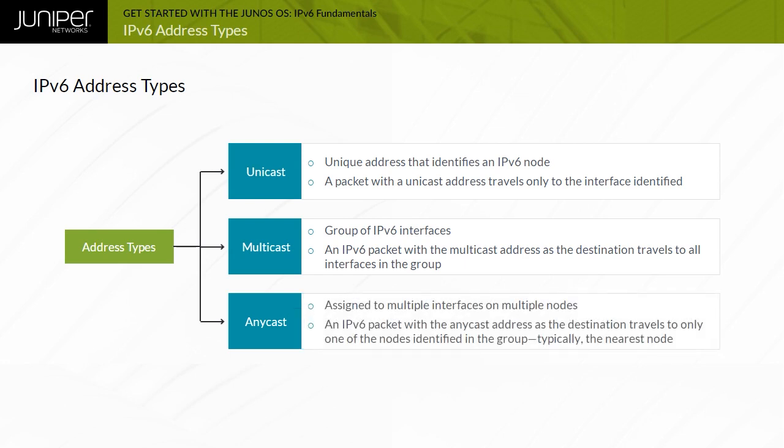An anycast address is an identifier for a group of IPv6 interfaces that might belong to different nodes. However, unlike multicast addresses, an IPv6 packet with the anycast address as the destination travels to only one of the nodes identified in the group, typically the nearest node.